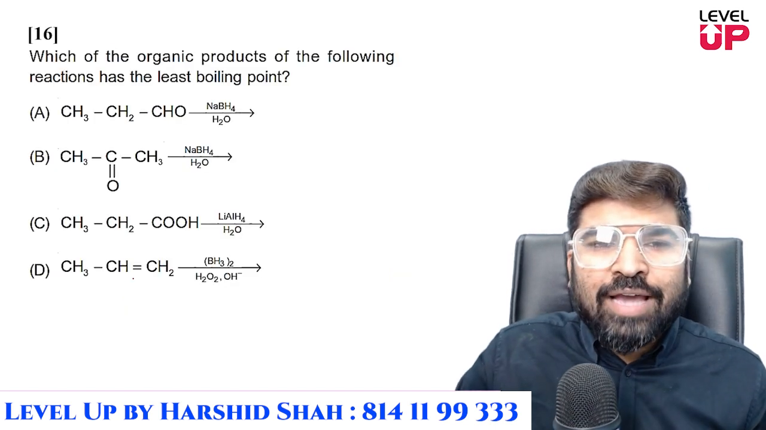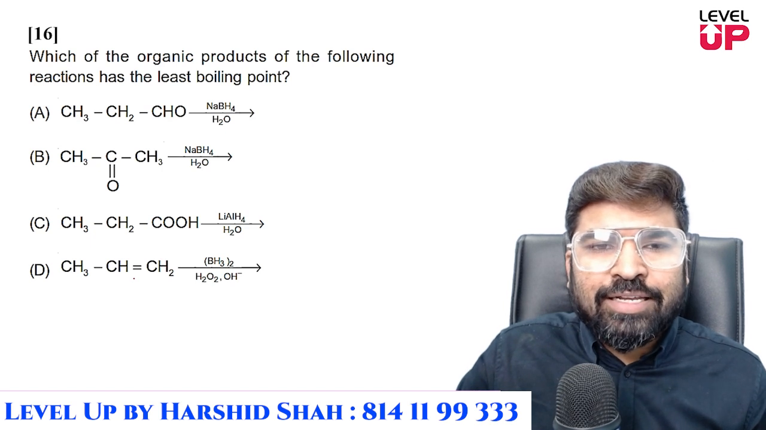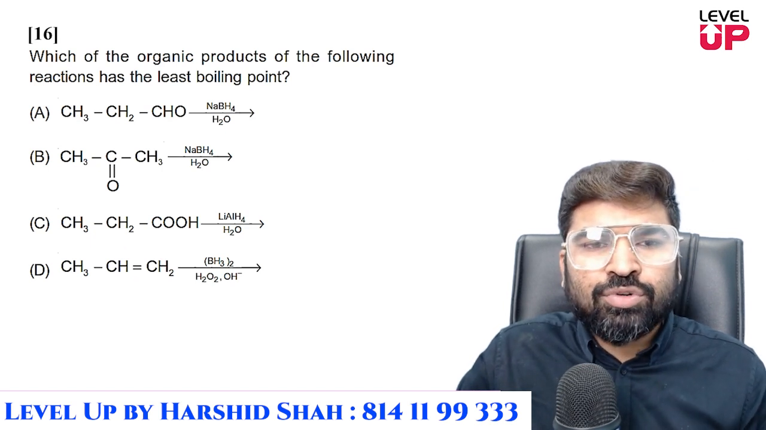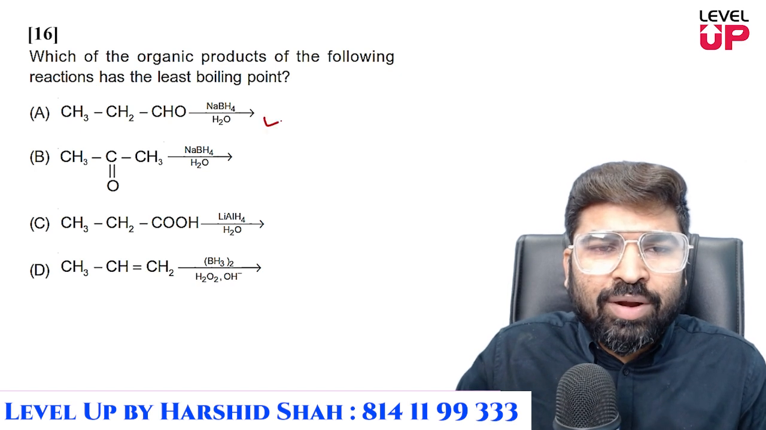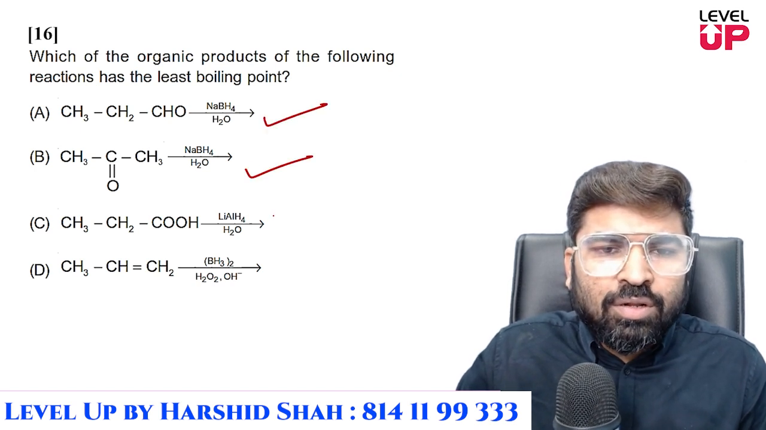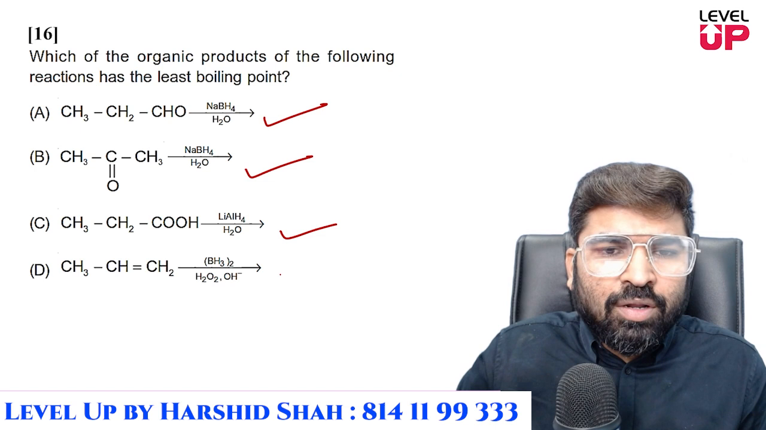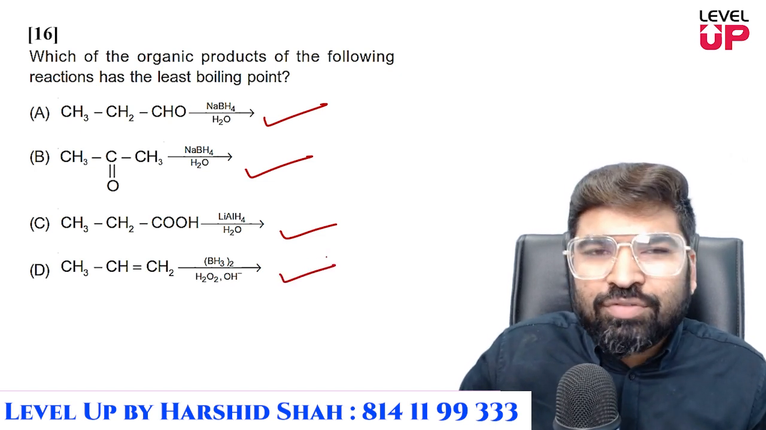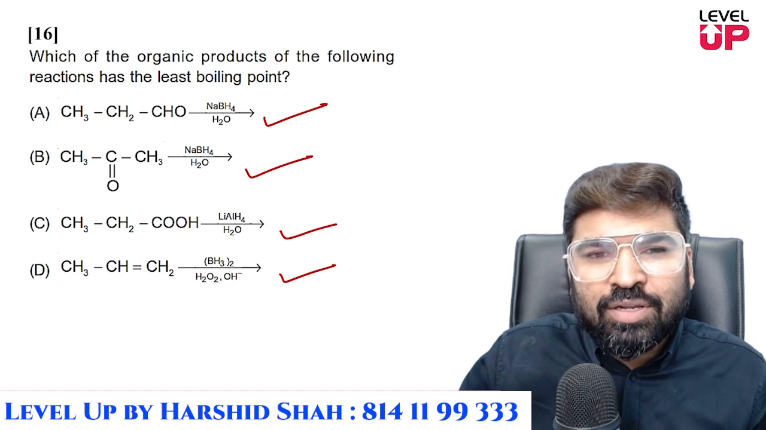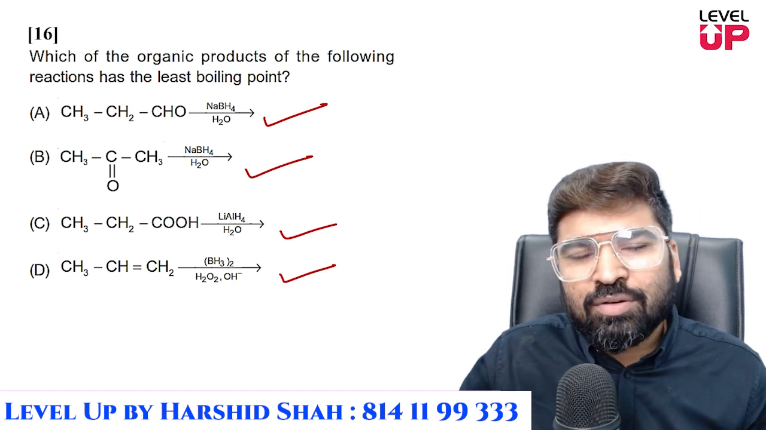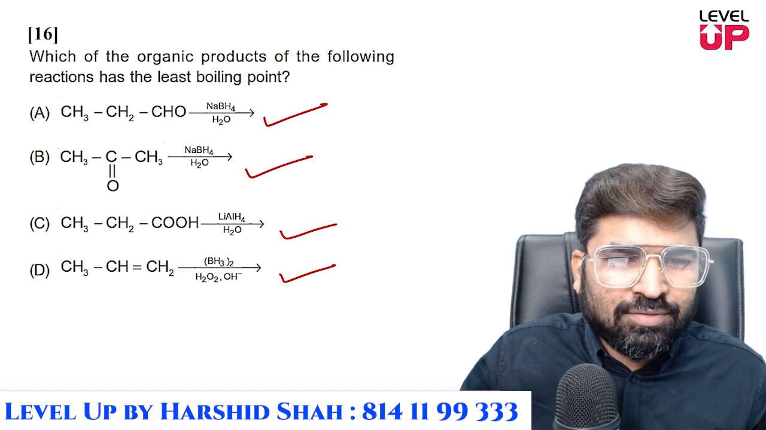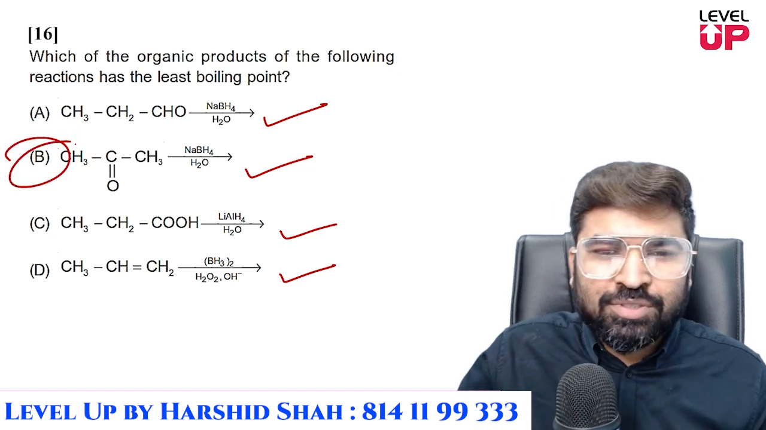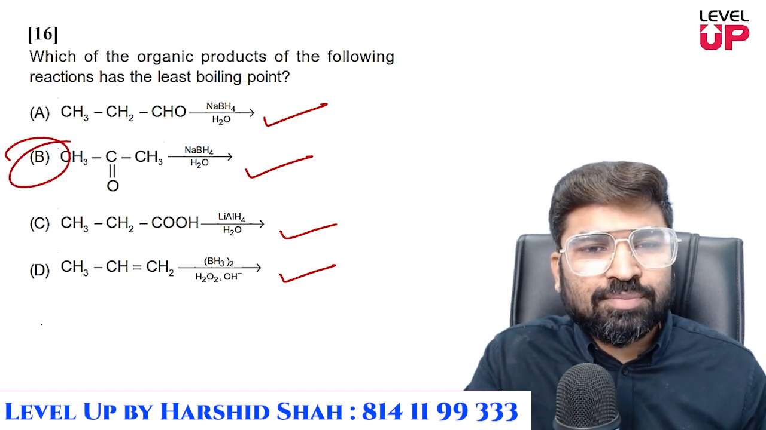Which of the following organic products from the following has the least boiling point? Okay, so if you have reduced it, 1-propanol, 2-propanol, this will be 1-propanol, and this will be 1-propanol. So 3 of them are giving us 1-propanol, and one of them is giving us 2-propanol, and you guess what would be the answer? It's definitely option B, 2-propanol.